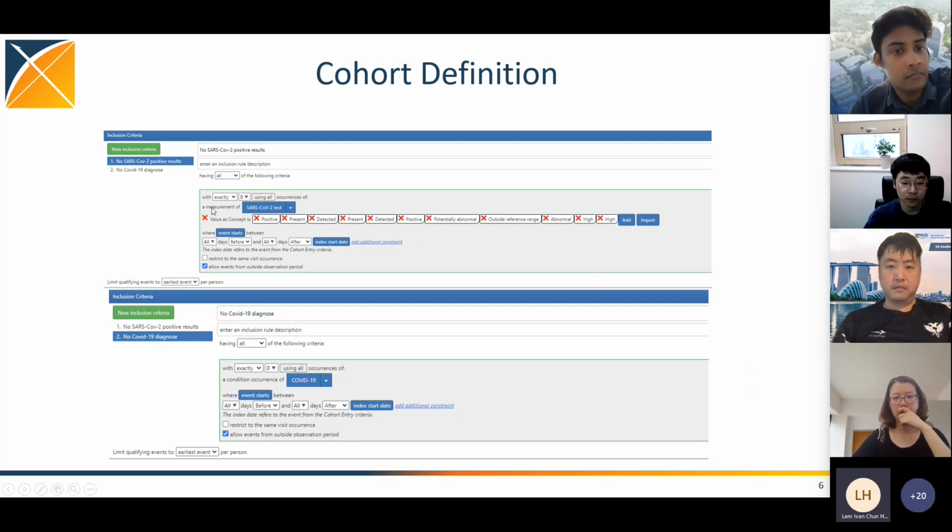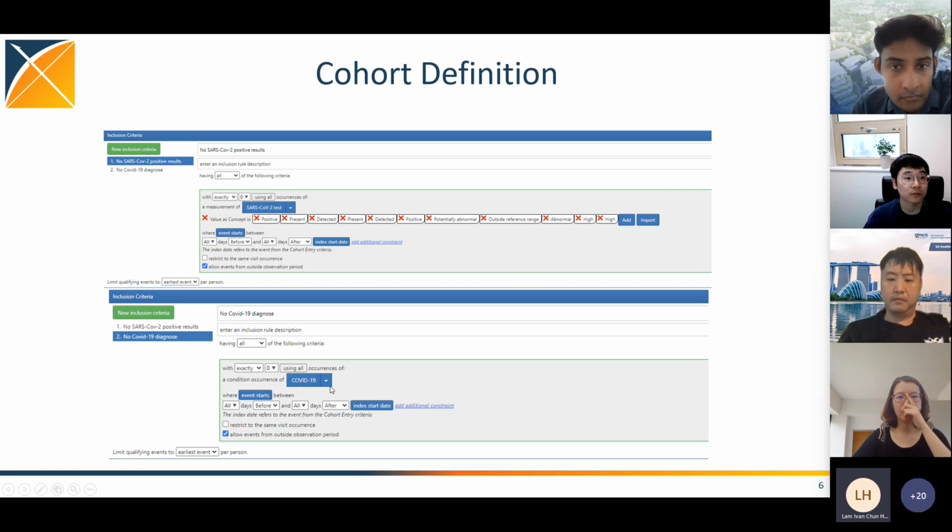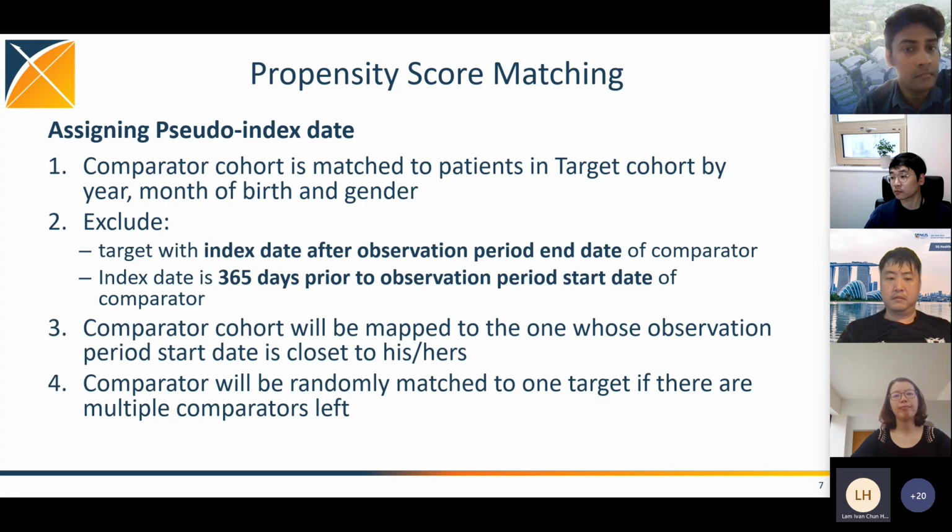This is just an illustration of how it looked when we put in these definitions. As you can see, we define this group of patients as those with exactly zero occurrence of a positive test result from their COVID-19 tests, as well as exactly zero occurrence of COVID-19 as a condition.